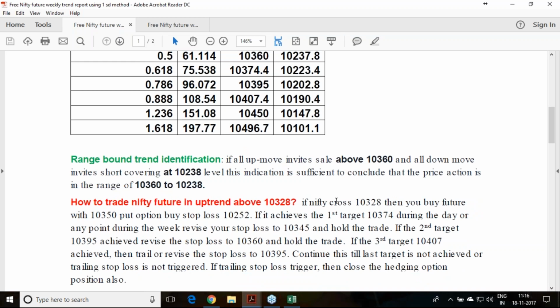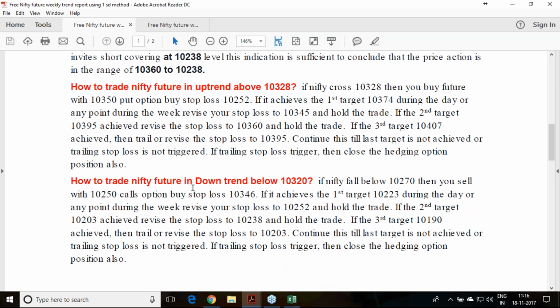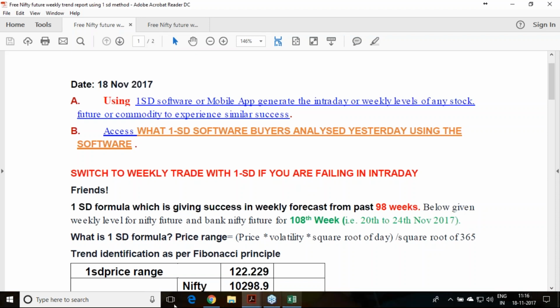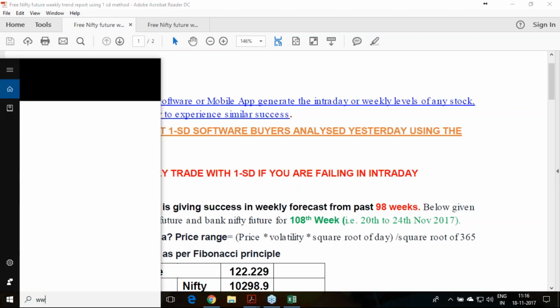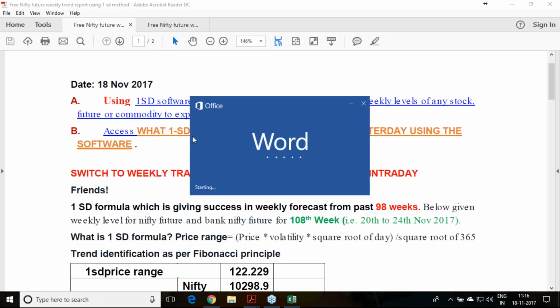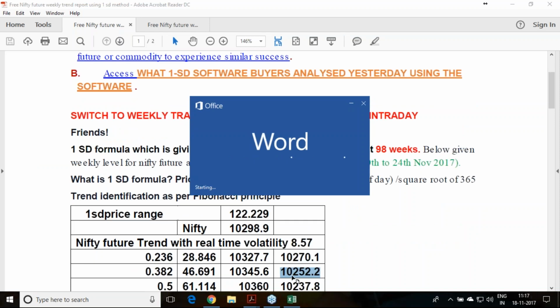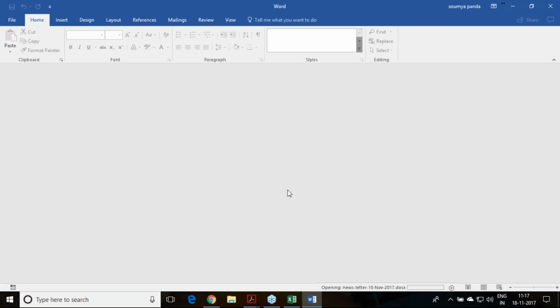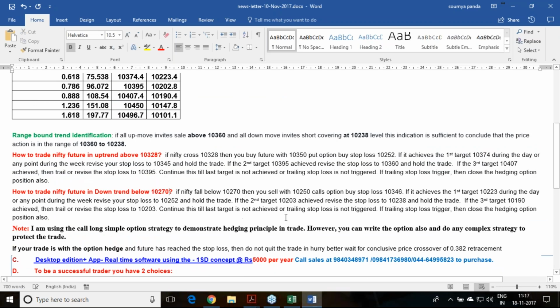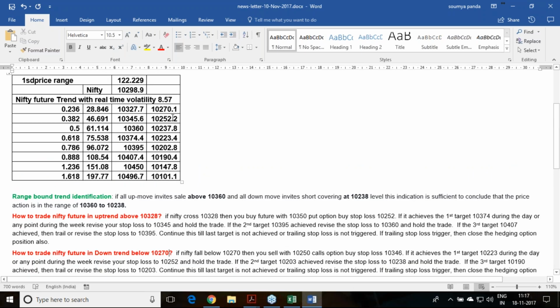Continue trading with that view. If it gives you a downtrend breakout, then also you can make the trade. Here there is a small change. If it gives you a downtrend breakout at the 10,270 level, you sell with a call option, the 10,250 call option. It is still at 10,252, you can sell.